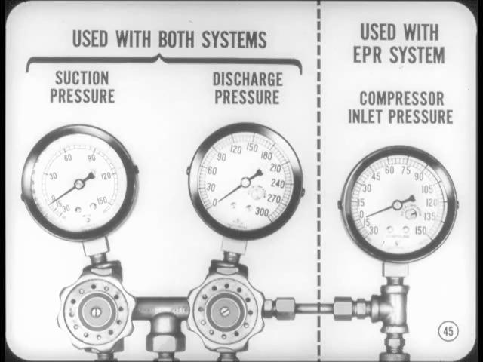tightening the coupling. The suction pressure gauge at the left of the gauge manifold and the discharge pressure gauge at the center are used in testing both the clutch cycling and EPR valve-type systems. The compressor inlet pressure gauge at the right side is not interconnected with the other two. It's used only with the EPR valve system.